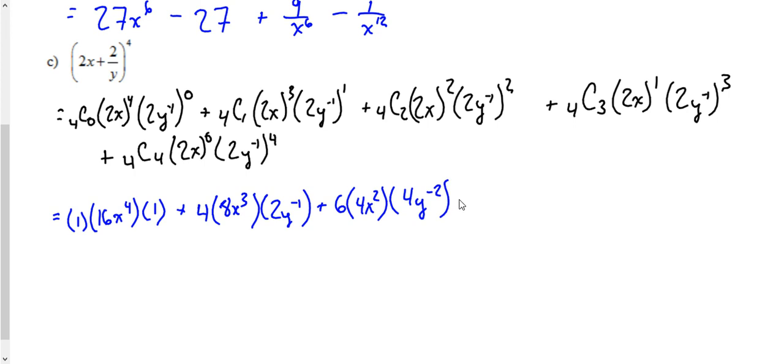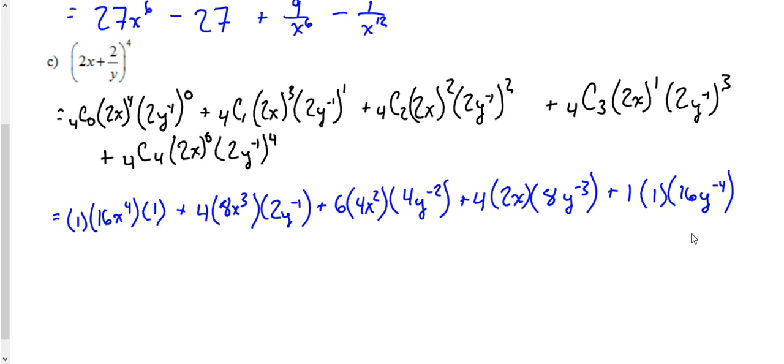And then we're going to add on again 4, that's just now 2x multiplied by, that's 8y to the negative 3. And the last term here we're going to add on is just 1 again because it's 2x exponent 0, there's a 0 there. And this last one is 2 exponent 4, which is 16 y to the negative 4.